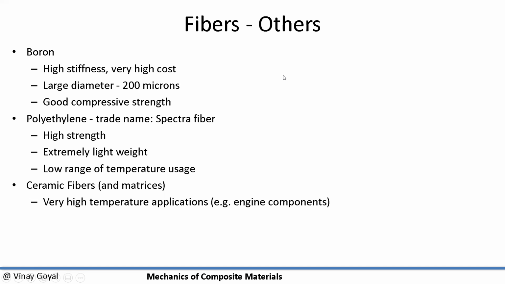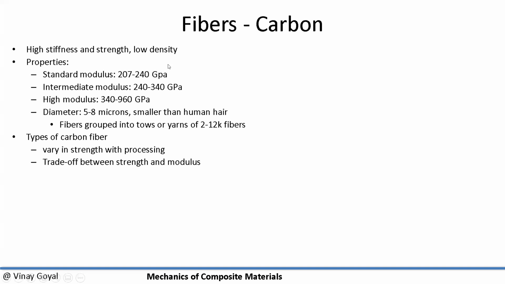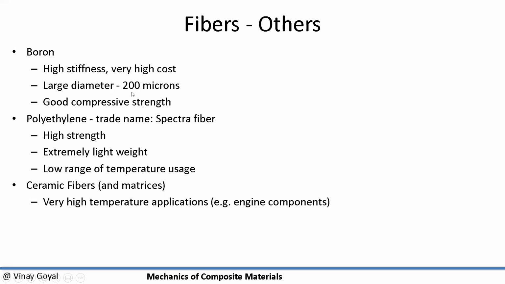Boron fibers are another type of system. They're high stiffness, very high cost, large diameter, very different from carbon, which is 5 to 8 microns. Here we have close to 40 times the diameter. Great compression strength as a consequence.